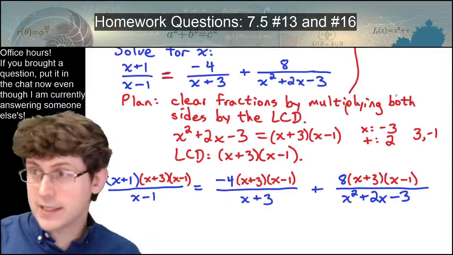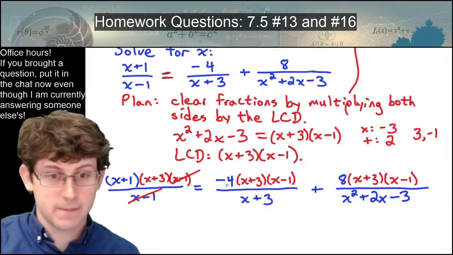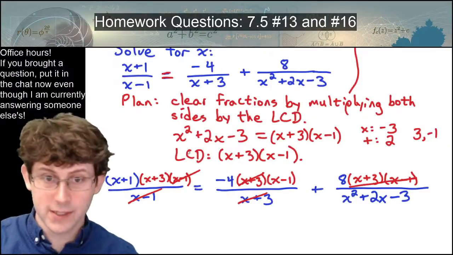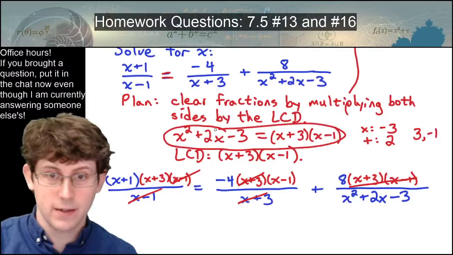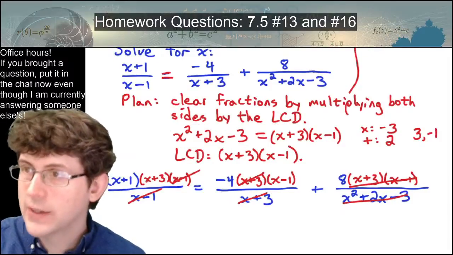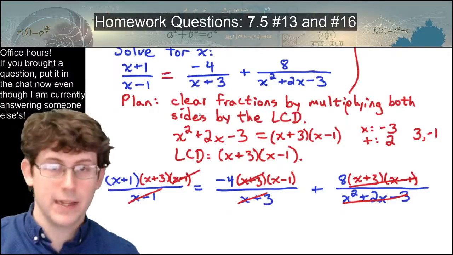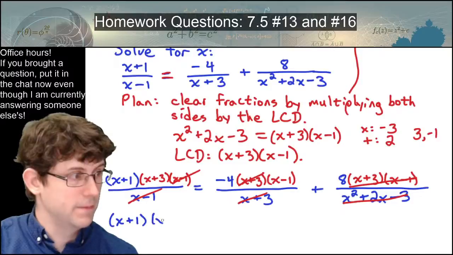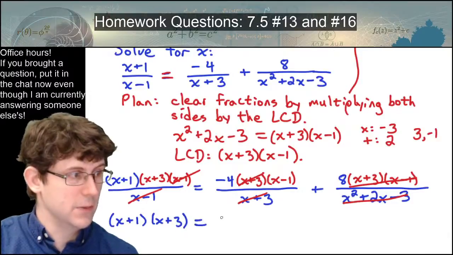Okay, the point of this was that it cancels some denominators. X plus 3, x minus 1 equals my whole denominator. So I did it. I executed the plan. The plan was to clear the fractions, and I've done it. Let's see what's left over.